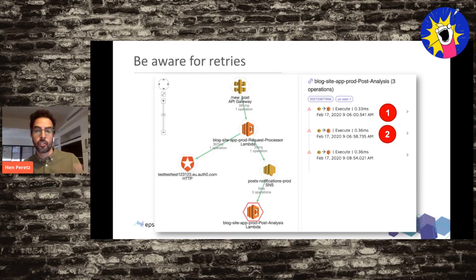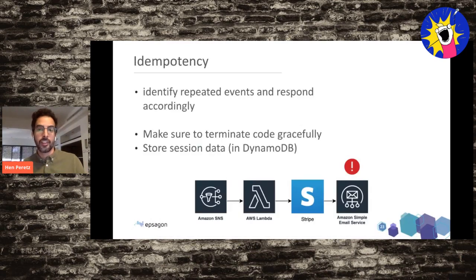But other than just troubleshooting, you need to build your application to be retry aware. It needs to be idempotent. Idempotency is basically the practice of identifying repeated events, meaning that our service is currently in the second or later retry attempt, but responds accordingly, either failing gracefully or making sure we don't damage our application.